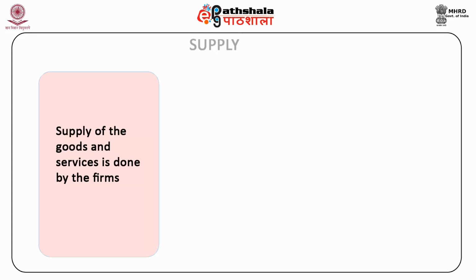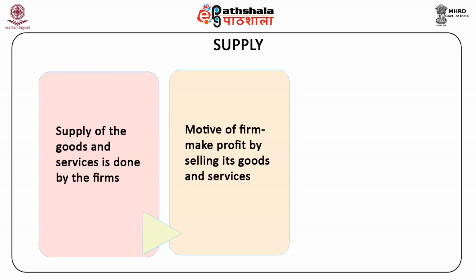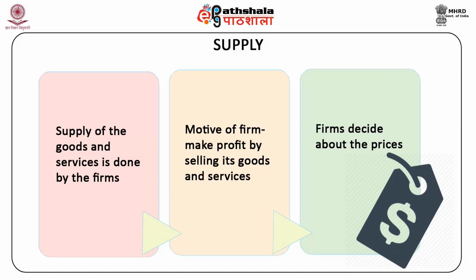The supply of the goods and services is done by the firms, therefore the firms are known as the suppliers. The main motive of the firm as a supplier is to make profit by selling its goods and services to its ultimate consumers. For this, they hire several factors of production to which they pay their payment. After that, the firms decide about the prices at which they will sell their product in the market, keeping in view the maximization of their profit.